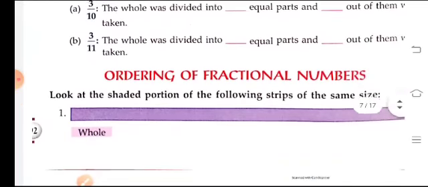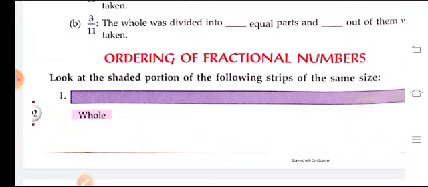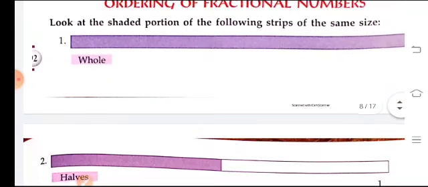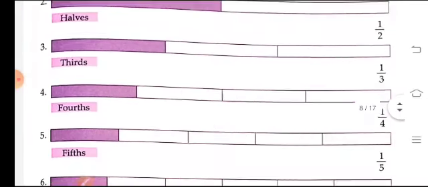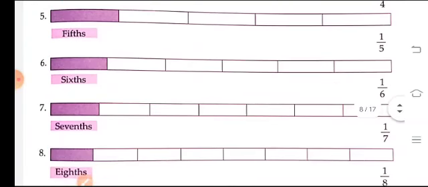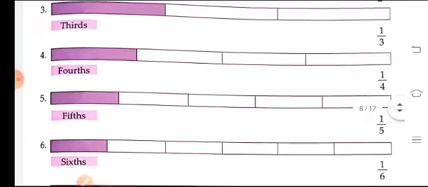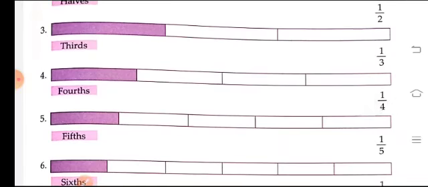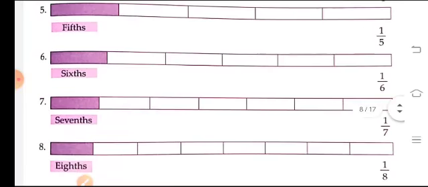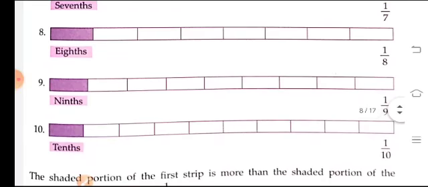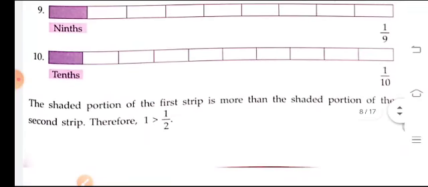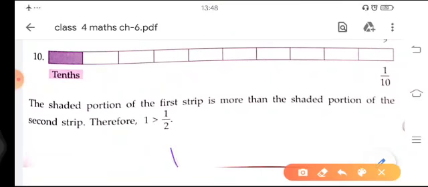Right. Now next is the ordering of fractional numbers. How you will arrange them in order. You can see that here you have been given the fractions 1 upon 2, 1 upon 3, 1 upon 4, 1 upon 5, 1 upon 6, 1 upon 7, 1 upon 8, 1 upon 9 and 1 upon 10. See, all strips are divided into 10 equal parts. And in each and every strip there is a difference in the shaded portion.